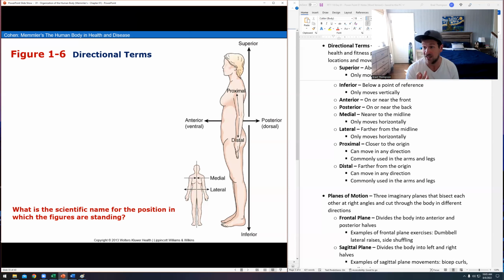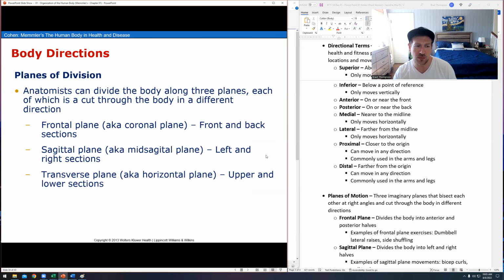Proximal is within proximity. It's not far away. Distal is at a distance. It is held at a distance. It is far away. So medial, lateral, anterior, posterior, superior, inferior, and then proximal is close to, distal is far away from. So those are some of our main terms here, right?